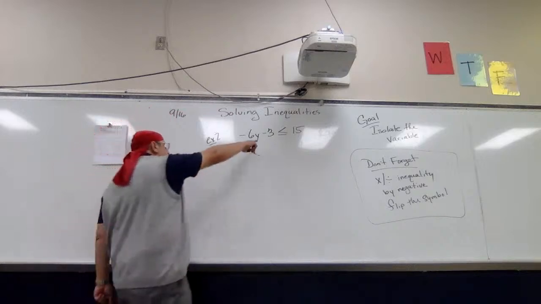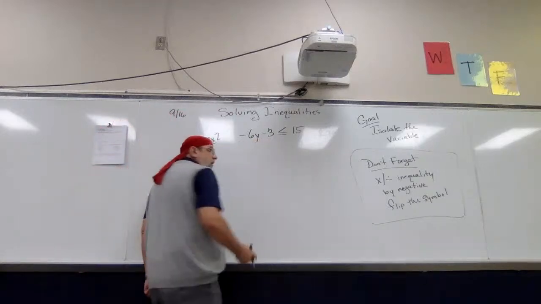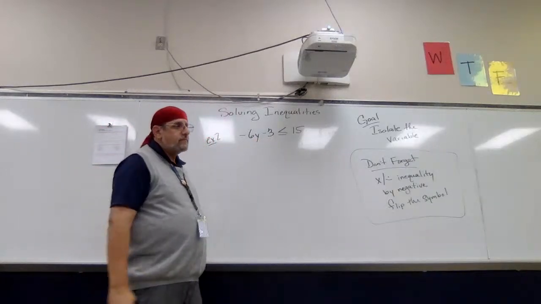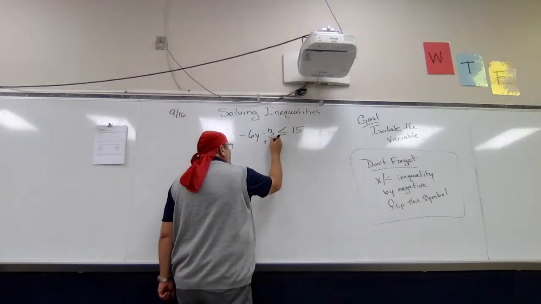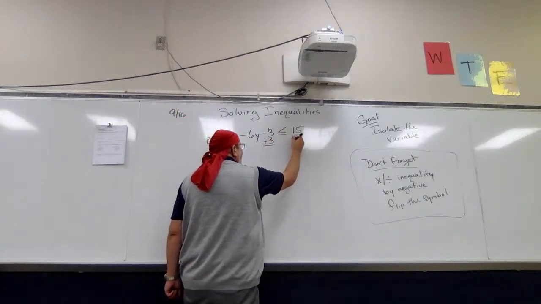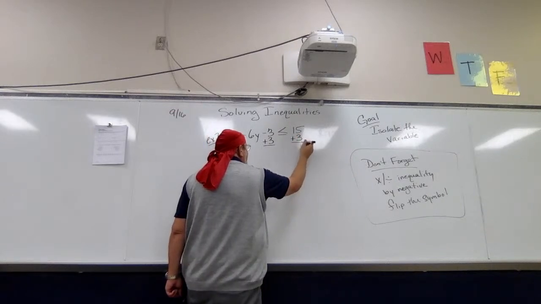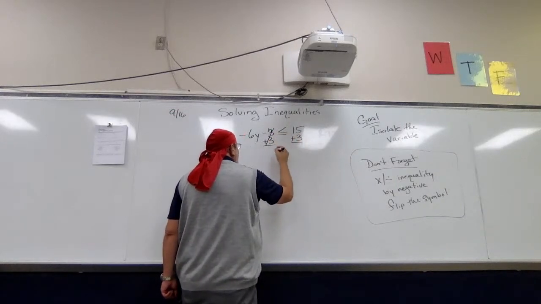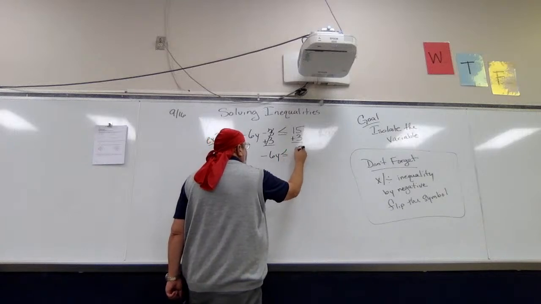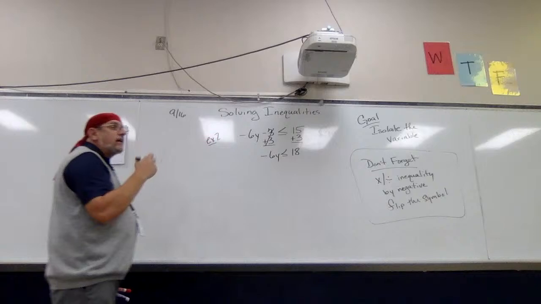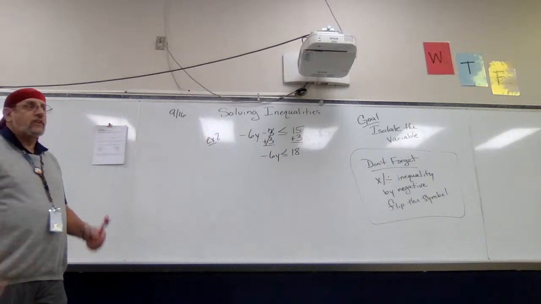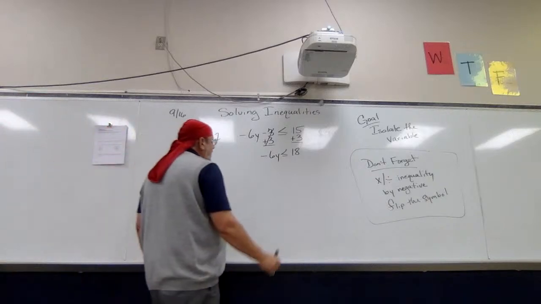First step, add 3 to both sides. Very respectful. Add 3 to both sides. Very good, well done. Okay. Divide by -6 afterwards on both sides. So y is less than or equal to -3.